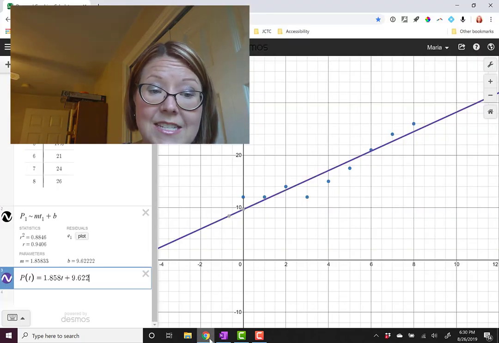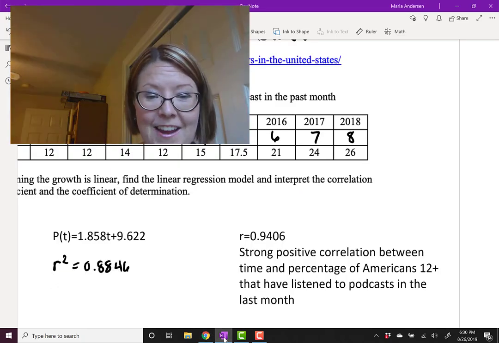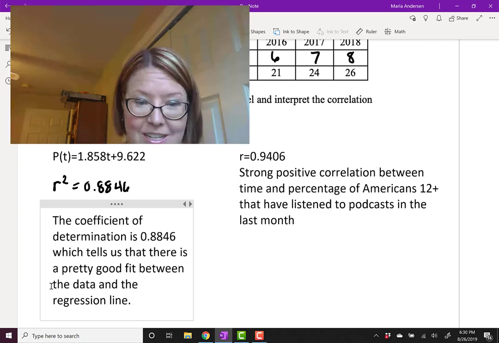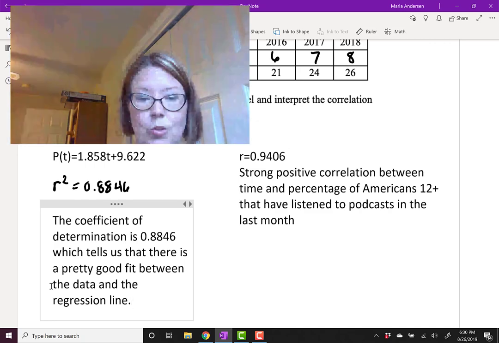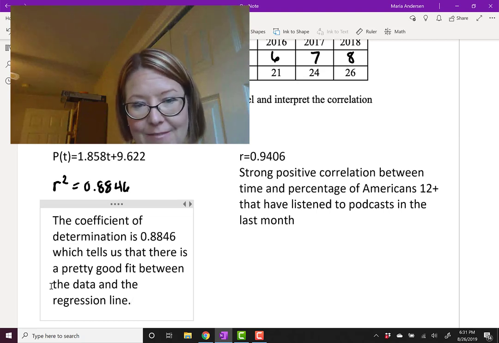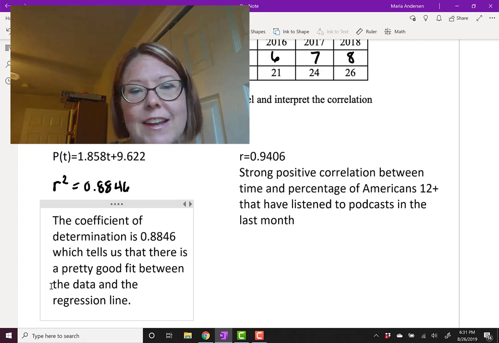R squared is 0.8846. A perfect fit to the line would be a value of 1. So we could say that the coefficient of determination is 0.8846, which tells us that there is a pretty good fit between the data and the regression line. Again, a perfect fit would be 1. A close to perfect fit would be something like 0.95 or 0.98 or 0.99.